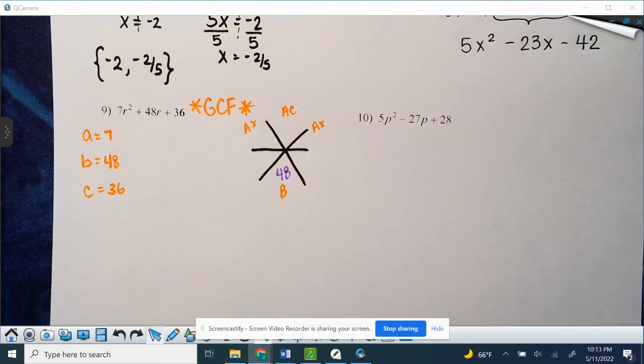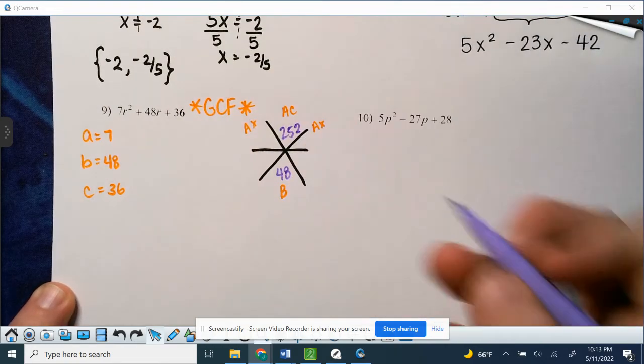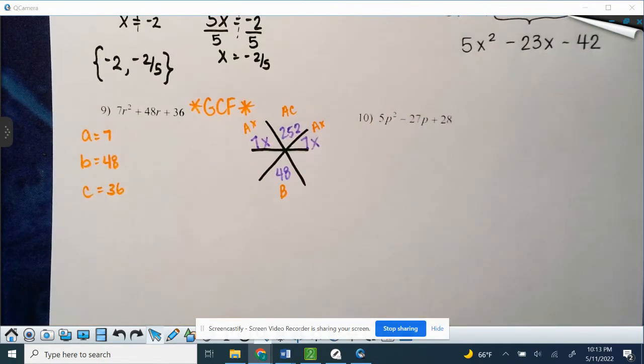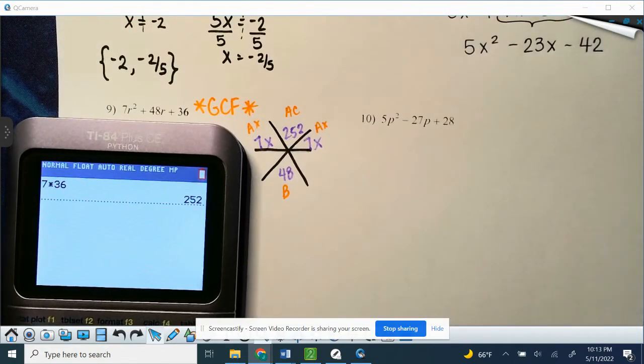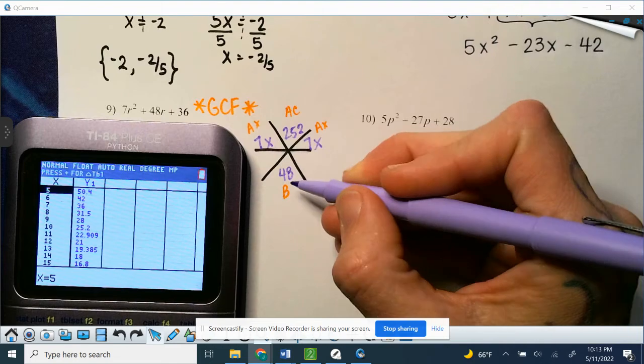A times C, so 7 times 36, another kind of fun number maybe. 7 times 36 is 252. It is a positive. A is 7, so it's going to be 7x, 7x. I'm going to, again, kind of shorten the trip here. I'm going to do 252 divided by x, second graph, because that's a bunch of them. And we're looking for a set that's going to give me 48.